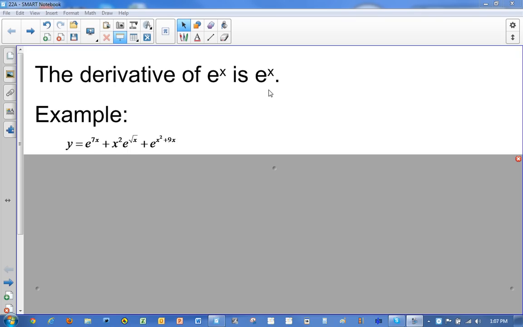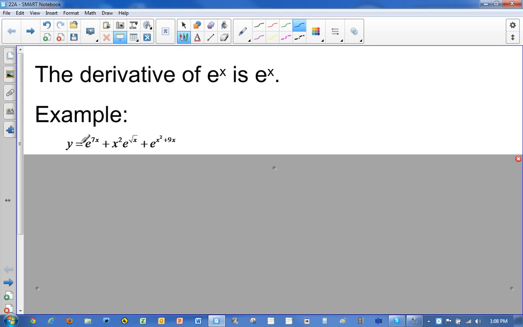So everywhere on this graph, the y value on the curve is the same as the slope of the tangent line at that point. So it's kind of an easy rule to remember. Of course, the product rule and the quotient rule and the chain rule still apply, so let's just do an example so that we can see how we would do this.